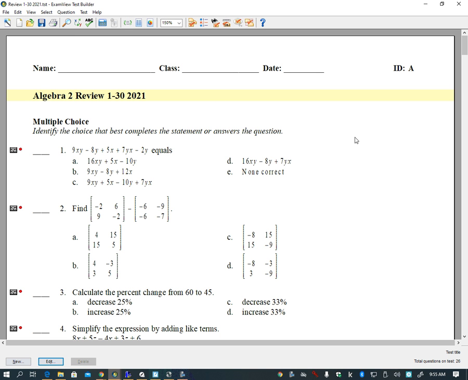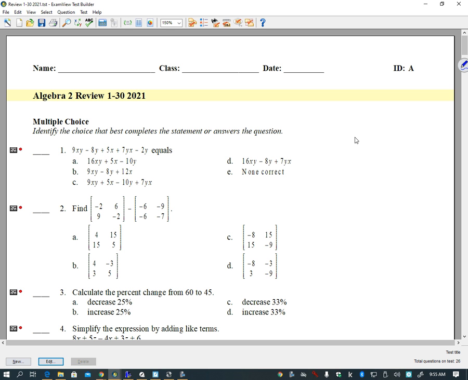Yes. All right. So just to talk about some of these things, it says identify the choice that best completes the statement or answers the question. We've got 9xy minus 8y plus 5x plus 7yx minus 2y. Not a whole lot of misses on this. What are we covering with a question like this? Combining like terms. So we won't spend a whole bunch of time.